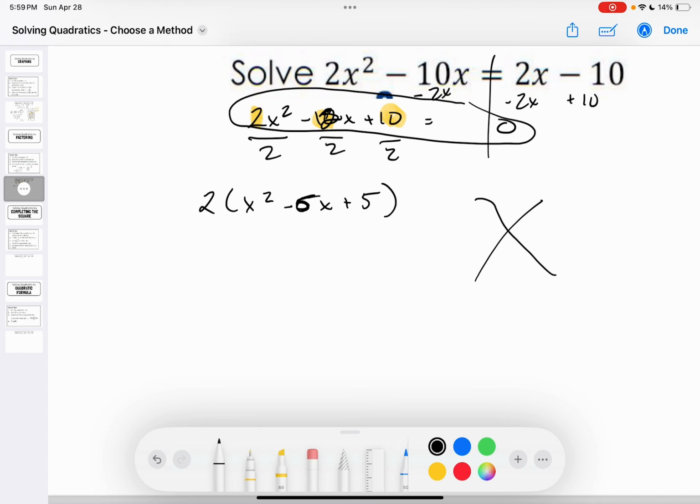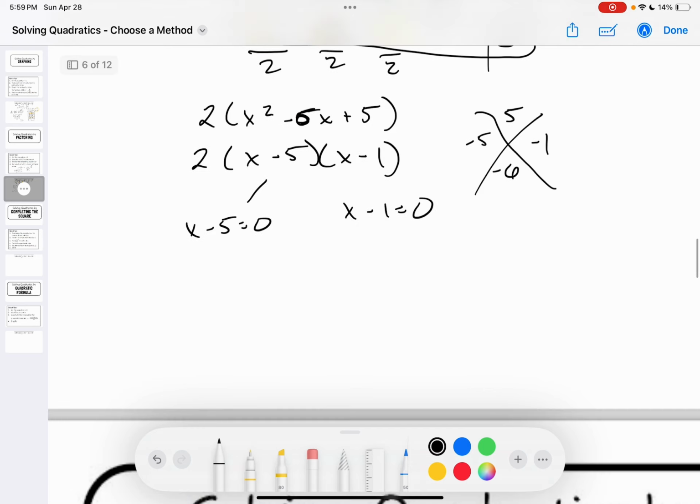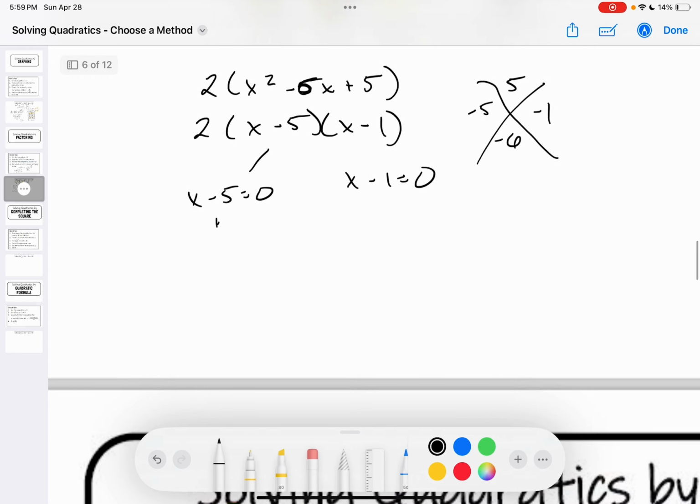So we need to factor this. I'm going to put the 5 at the top, the negative 6 at the bottom. Two numbers that multiply to 5 and add to negative 6 would be negative 5 and negative 1. So in factored form, this is (x minus 5)(x minus 1). Again, each of these we break off and set equal to 0 to solve them. So I get x equals 5 and x equals 1.